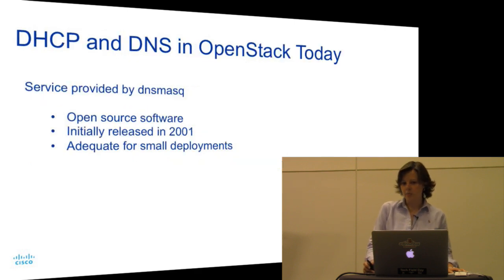And today in OpenStack, DHCP and DNS service is provided by a tool called dnsmasq. It's open source software, initially released in 2001, and it's adequate for small deployments, but as we'll see, as the cloud starts to scale, we start to have some issues.